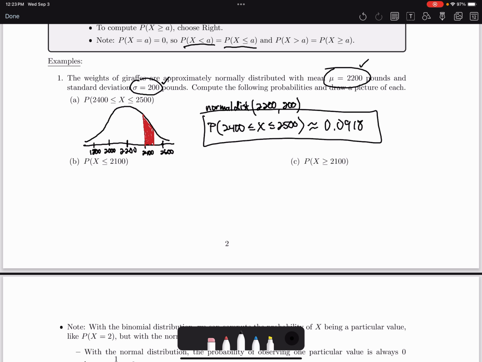Okay. I won't make you draw the pictures on parts B or C, but go ahead and give the video a pause and see if you can compute those two probabilities.